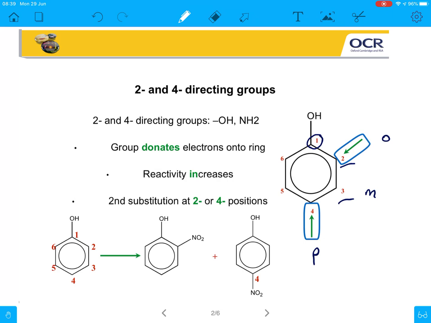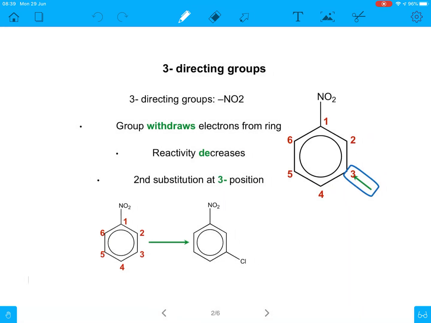So in our course, a phenol group and an NH2 group will direct secondary additions to carbons 2 and 4, and the reason is that OH and NH2 donate electrons to the ring, and they basically activate it, whereas NO2 groups are what we call electron withdrawing groups, so they draw electrons that way, and the consequence of that is they make the ring less reactive, and the second substitution position will be at carbon 3.